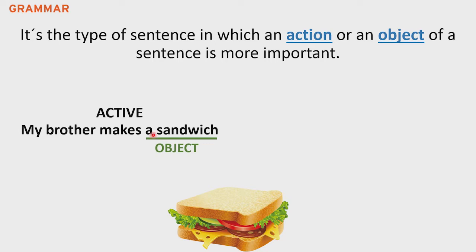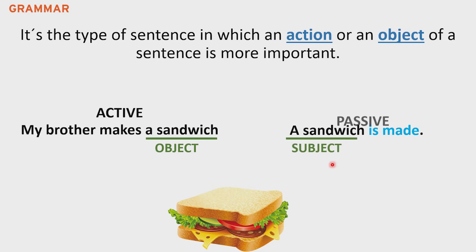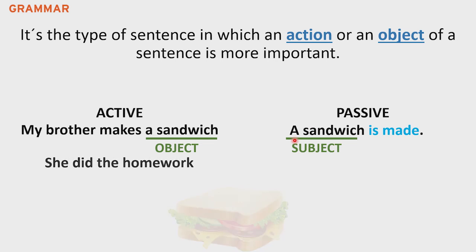If we want to say this same sentence in passive, we will say a sandwich is made. This now is the subject, right? So it is a passive sentence. As you can see, we are using the object now as a subject. Another example could be, she did the homework. What will be the object of this sentence?